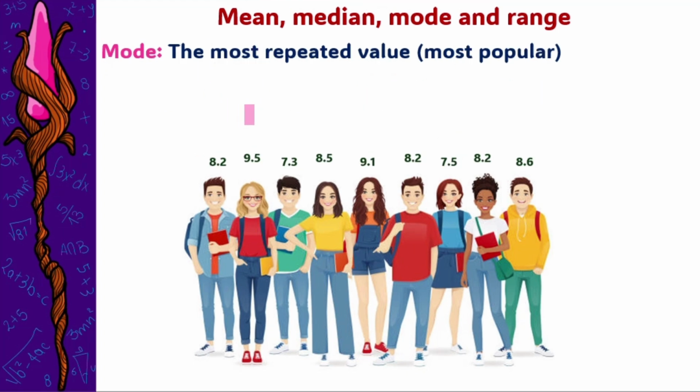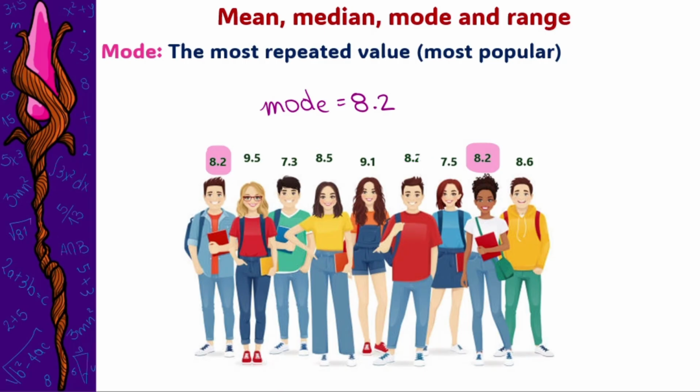The mode is actually the simplest one. It's just the most repeated value. So the value that you find more times, that is the mode. In this case, the 8.2 appears 3 times. There's no other number that repeats that much. Actually, it's the only one that repeats. So that value would be the mode.